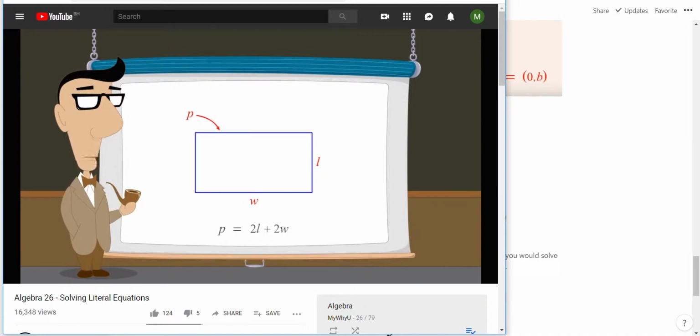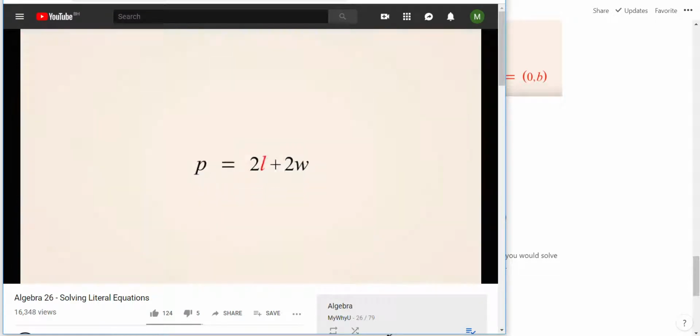Another example is to rearrange the formula for calculating the perimeter P of a rectangle given its length and width to create a formula for calculating the length L given the perimeter and width. Just as before, we want to rearrange the formula so that the variable whose value we are calculating is alone on the left side. We start by subtracting the term 2W from both sides of the equation. This allows us to cancel the 2W term on the right, leaving only the term 2L.